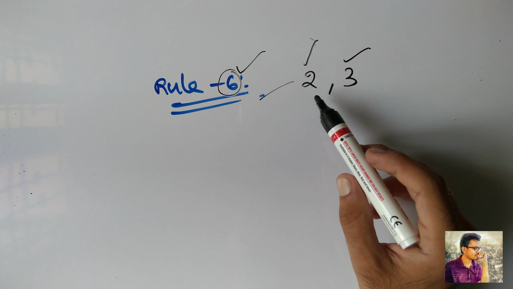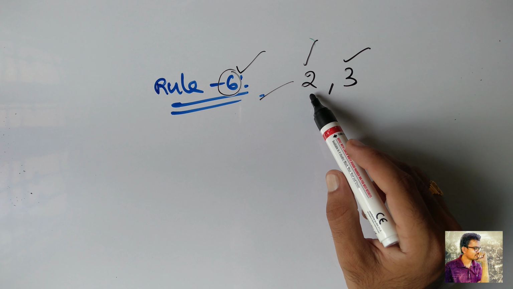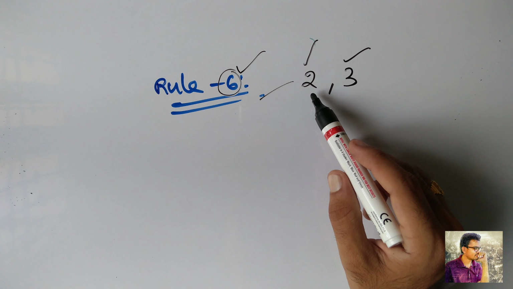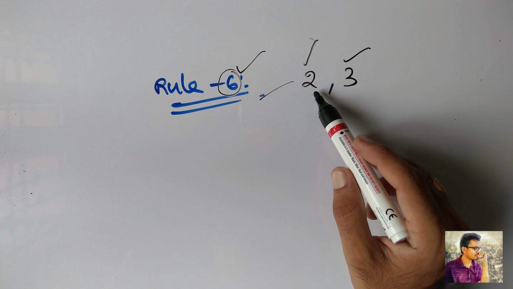Let's get a small recap. For the number to be divisible by 2, it should be even, and the last digit should be either 0, 2, 4, 6, or 8.